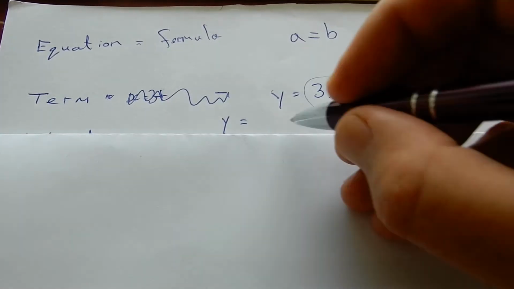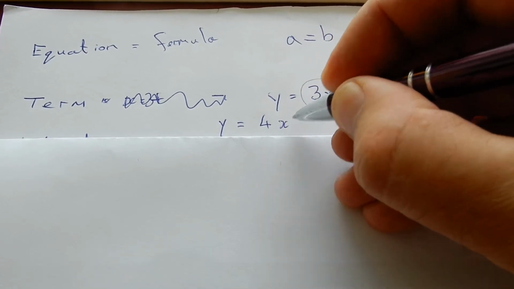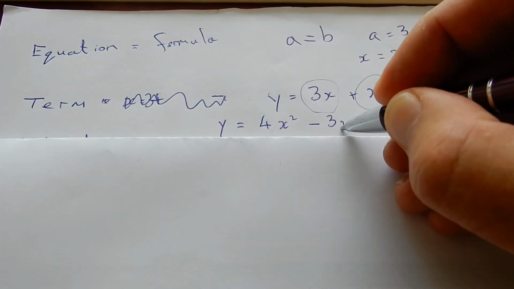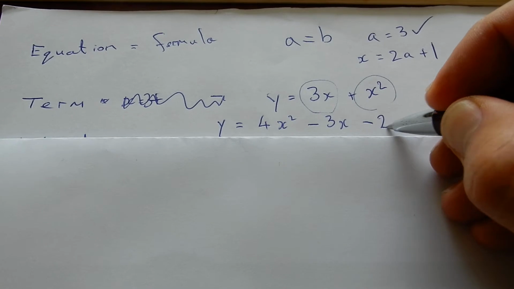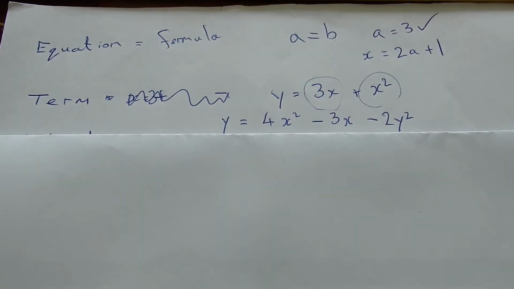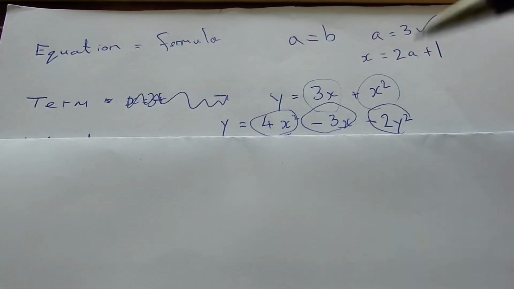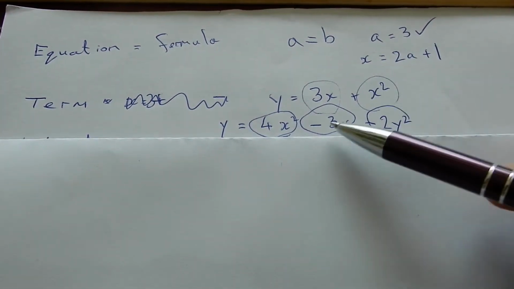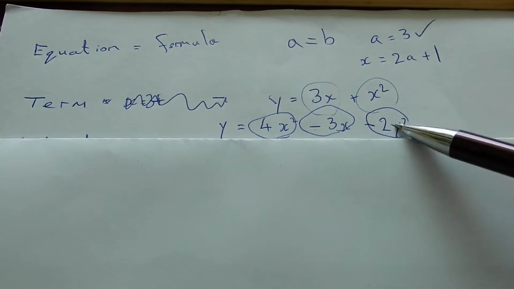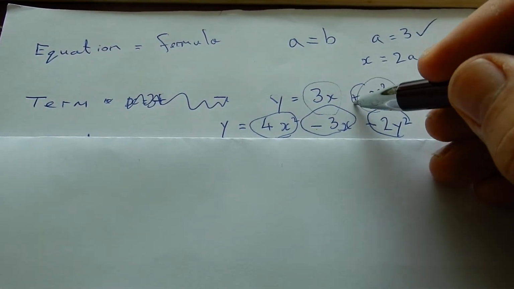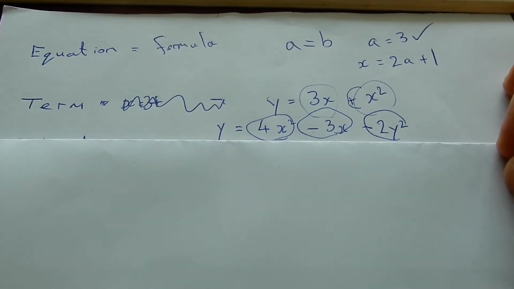Another one. Y equals 4x squared minus 3x minus 2y squared. These are the terms, separated by minuses and pluses. The minus goes with the term. It goes with the term.